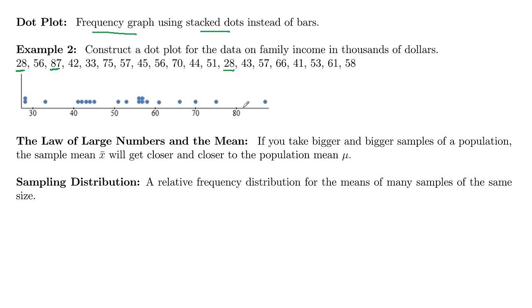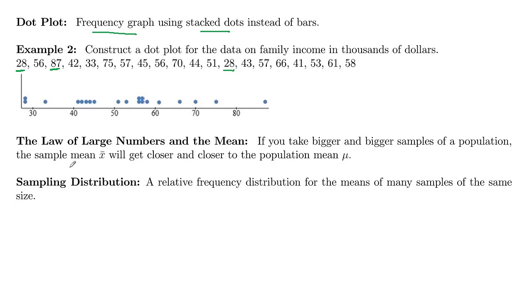But dot plots can be useful here for the same types of things that stem and leaf plots are, and box and whisker plots. You can see the distribution of the data. You can spot possible outliers. You can judge the approximate center of the data. Like here, it looks like the center of the data is around 55. And you can see how spread out the data is.